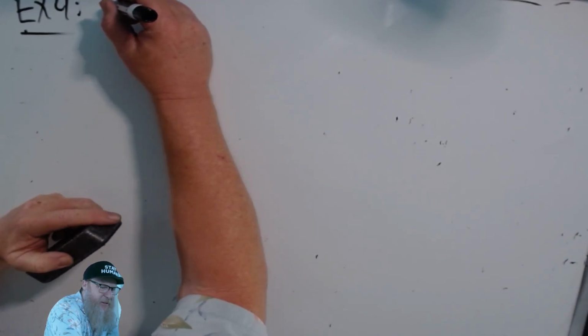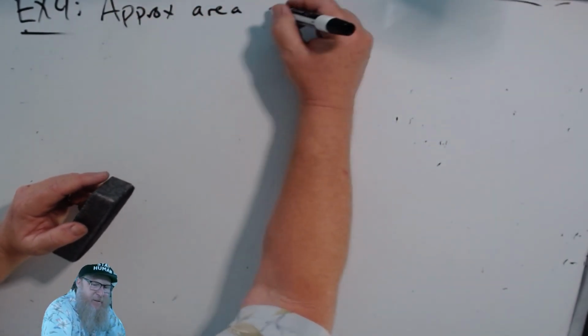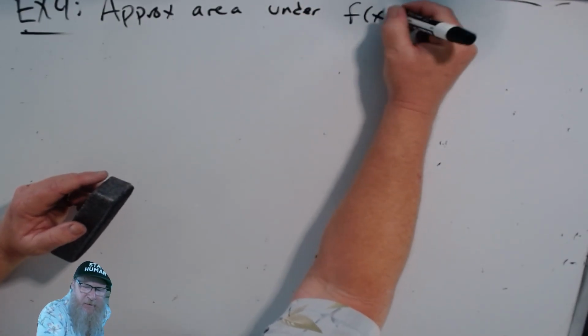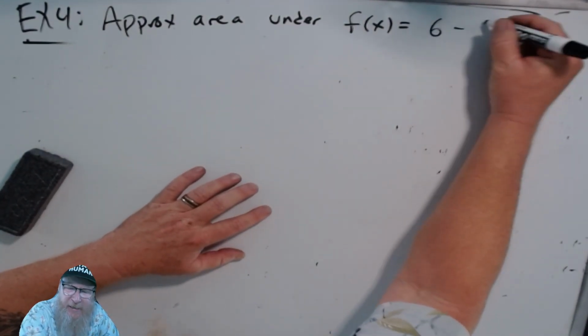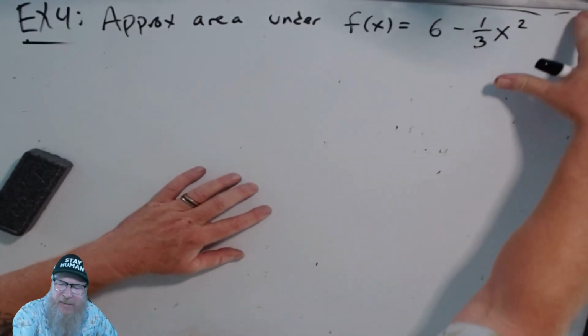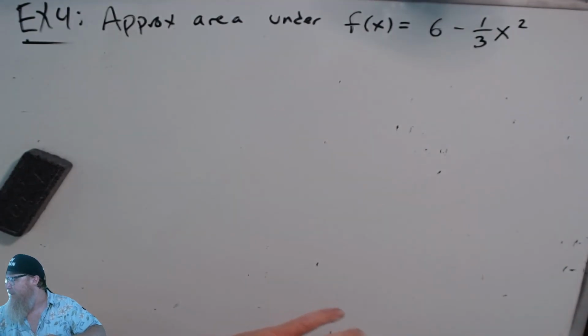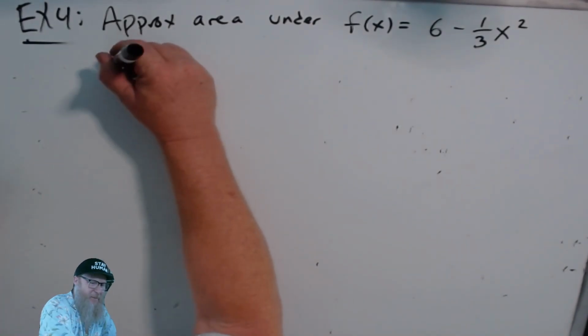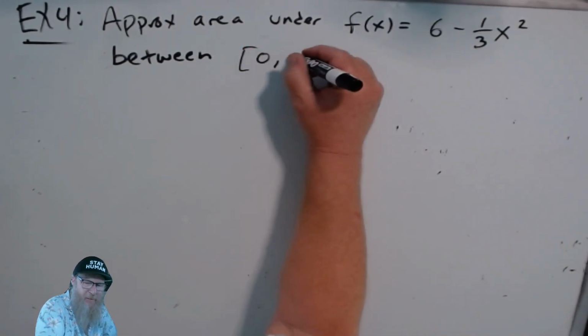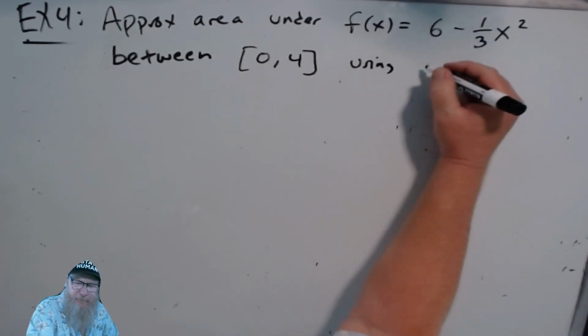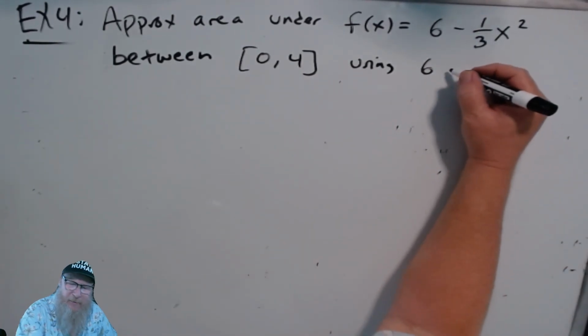So find the area, or approximate the area under the curve f of x equals 6 minus 1/3 x squared. Very similar to one of the ones we did earlier. Between 0 and 4, using 6 rectangles.